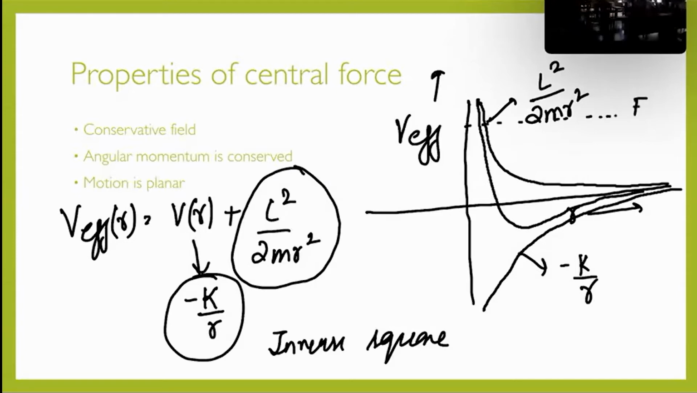We will be taking energy E1, say when energy E1 is greater than 0, this kind of energy. Then for this one, E2 equals 0. Then E3 is less than 0, and then the minimum one, E4. Let's just try to draw the orbits.